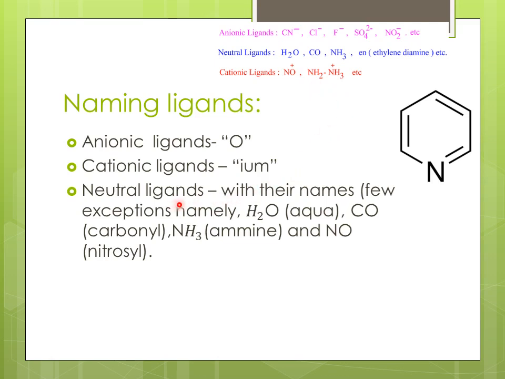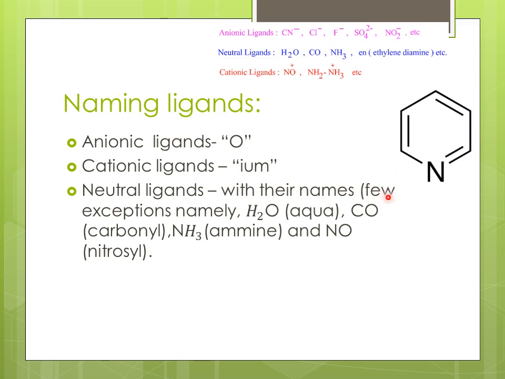There is a third kind, the neutral ligand. Neutral ligands keep their own name. This is one neutral ligand that does not have any charge. It is pyridine. Nitrogen has a lone pair of electrons that is donated to the metal atom and forms a bond. The name is pyridine. So in naming the coordination complex also, we just write it as pyridine.